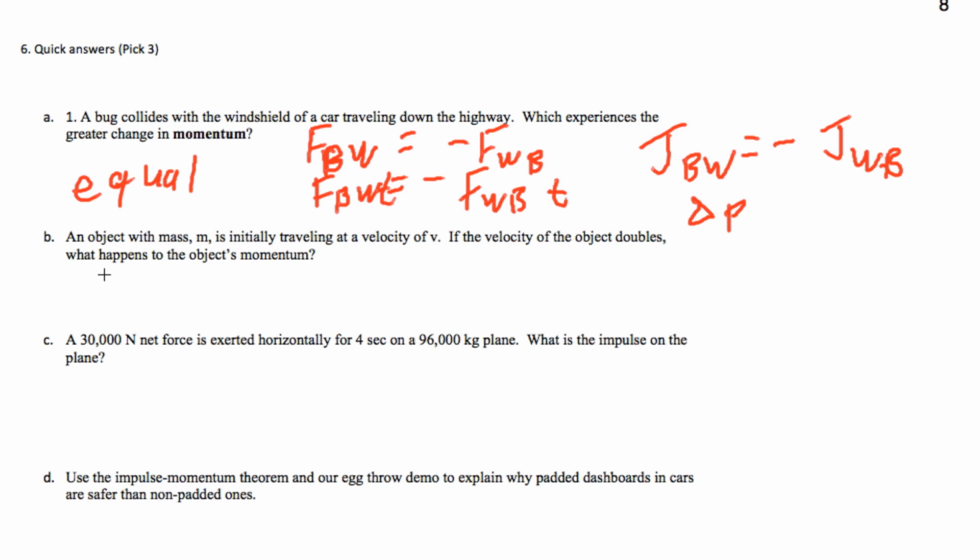Now we have, for part B, p equals mv. We're going to double the velocity, so now the new momentum is going to be p equals m times 2v. So we're going to double the momentum. That's it.